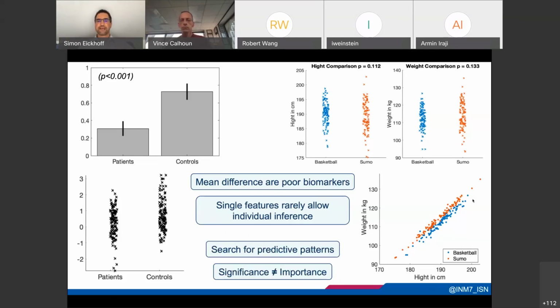So to really sum up this slide that provides the motivation for what we are doing and what I think many of you are doing, we have to remember that individual features are rarely useful to tell something about a single case, that we need to search for multivariate predictive patterns, and also importantly, significance on the univariate level has only a loose relationship to the importance for finding or constructing such predictive patterns.